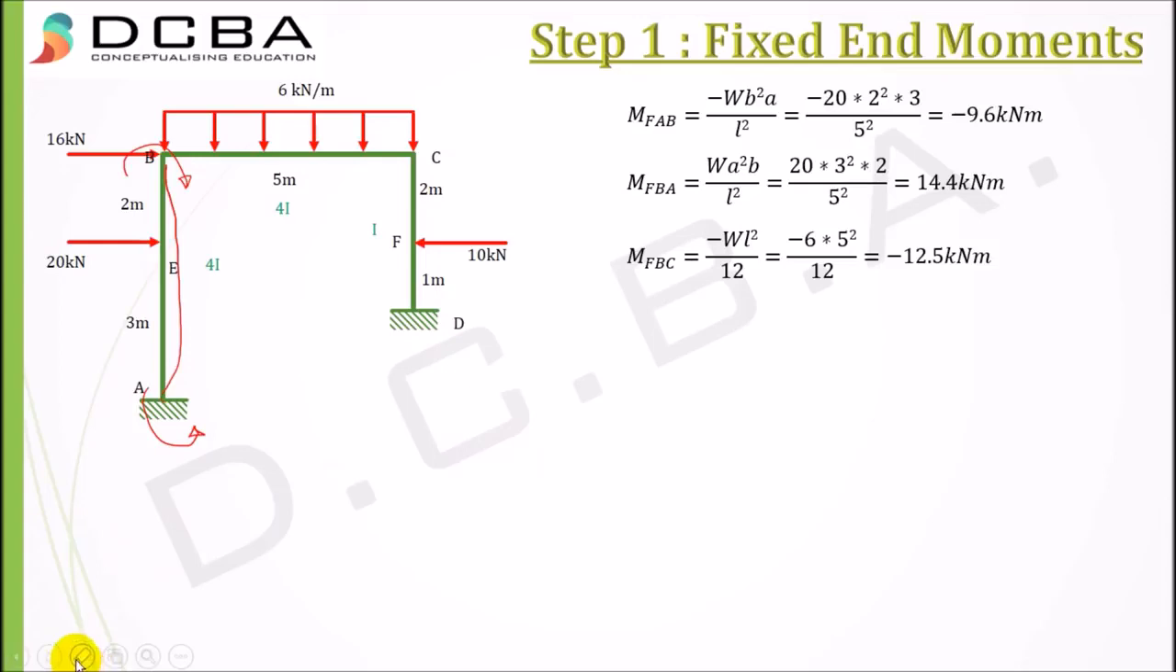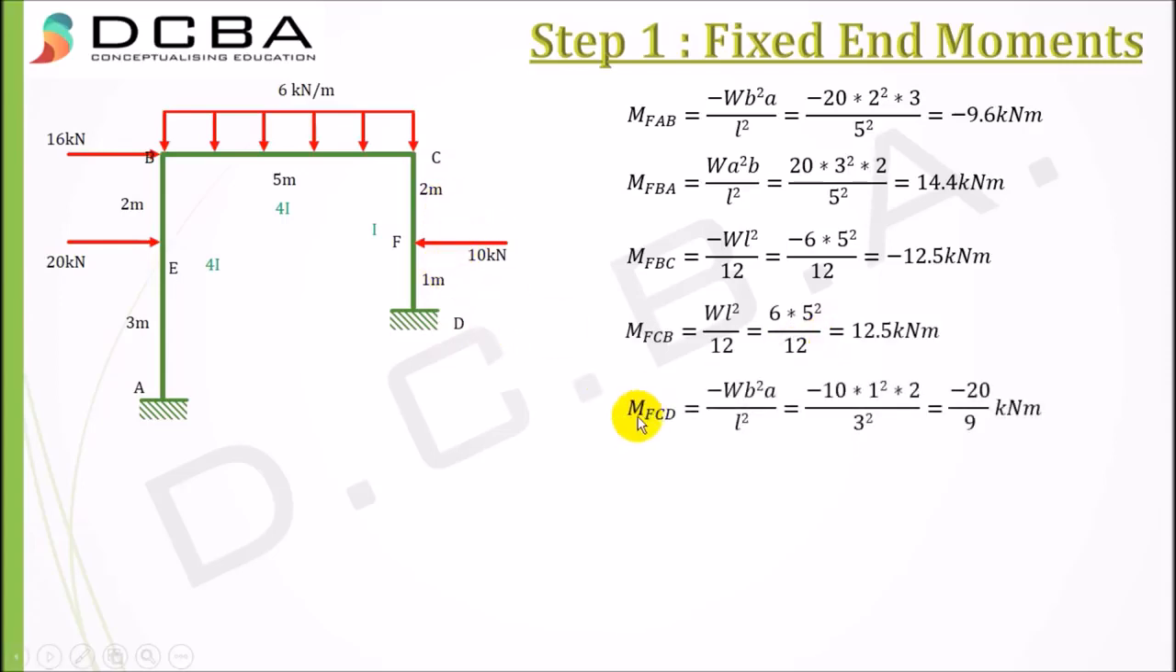Then MFBC is minus WL squared by 12, since it's a UDL, and it comes out to be minus 12.5. MFCB is plus 12.5. Similarly, MFCD is minus Wb squared a by L squared, so it comes out to minus 20 by 9, and here MFDC is plus 40 by 9.